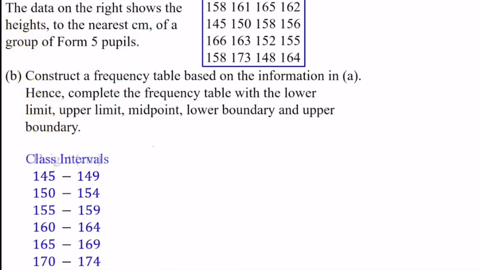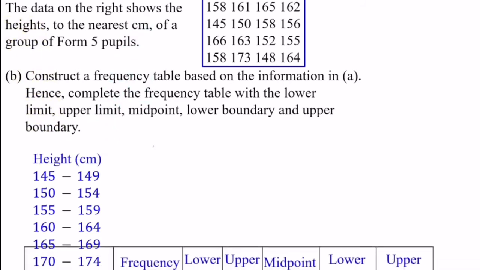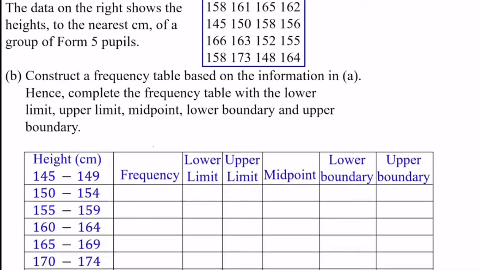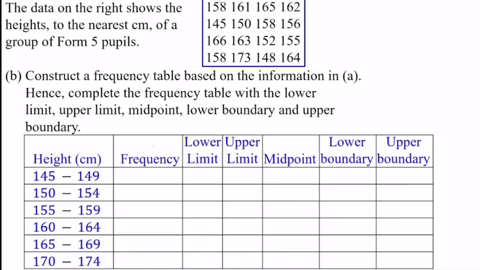Okay, now we need to complete the table for midpoint, lower boundary, and upper boundary, right? For the lower and upper limit, we settled just now. Now, according to definition, I have taught you how to find the lower limit and upper limit, right? So we're going to list down one by one.